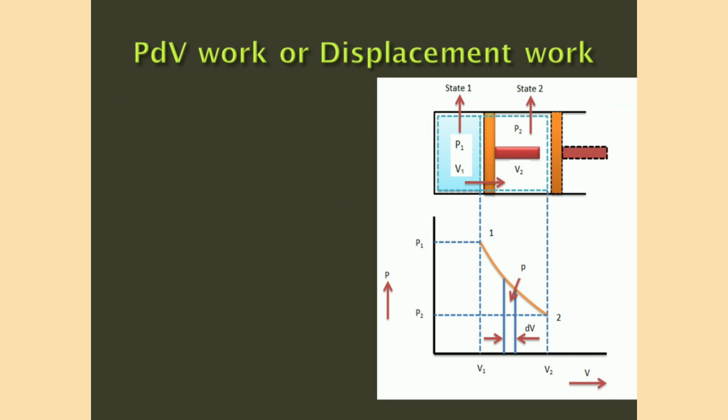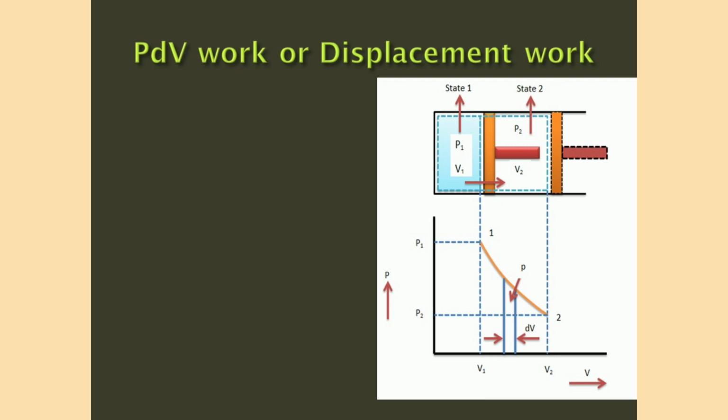PdV work or displacement work. Consider a piston cylinder arrangement as shown in the figure. It is a closed system. Initially, the system is at state 1 with the properties pressure P1 and volume V1. State 1 is plotted on the PV diagram. Now the piston moves some distance and the properties change to P2 and V2. The system is at state 2. State 2 is also plotted on the PV diagram. The orange line represents the process 1 to 2.